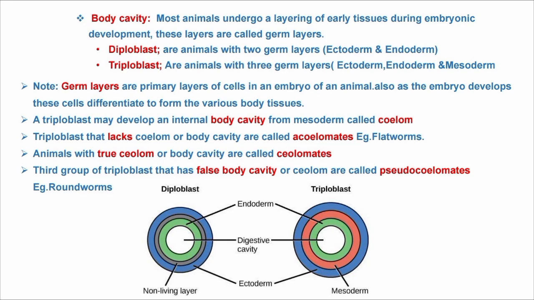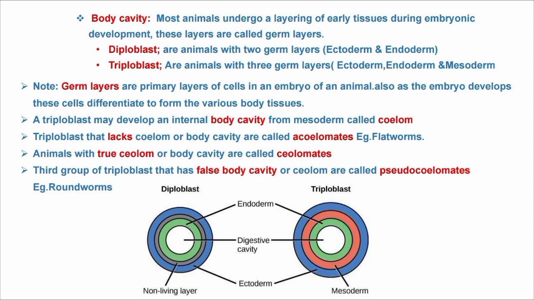A triploblast that lacks a coelom, or body cavity, is called acoelomate. An example is the flatworm. Animals with a true coelom or body cavity are called coelomates. A third group of triploblasts that have a false body cavity are called pseudocoelomates. Examples are roundworms. So this is a typical example, as you can see here, between diploblasts and triploblasts.